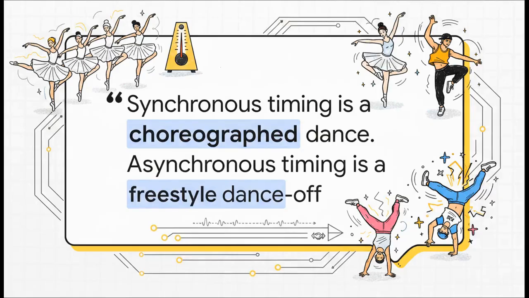Think of it this way. Synchronous timing is like a perfectly choreographed dance performance where every single dancer moves on the exact same beat. Asynchronous timing, that's a freestyle dance-off, where every dancer just moves at their own pace.